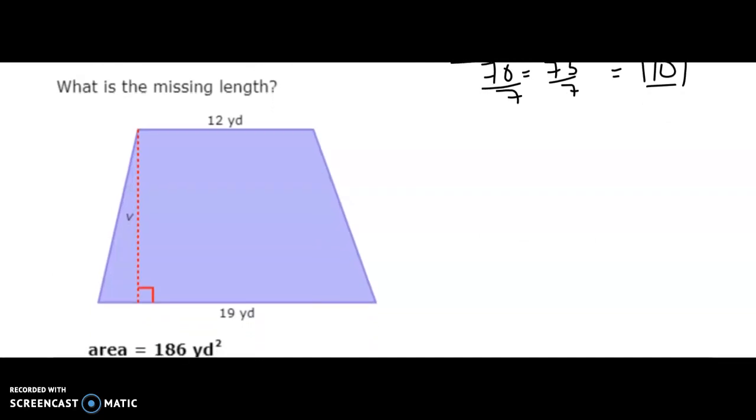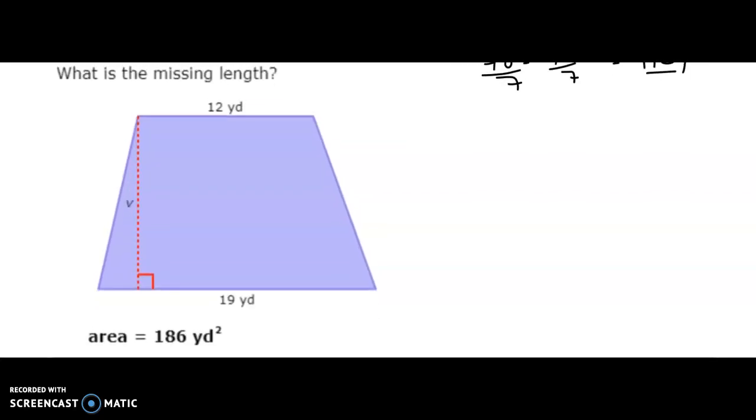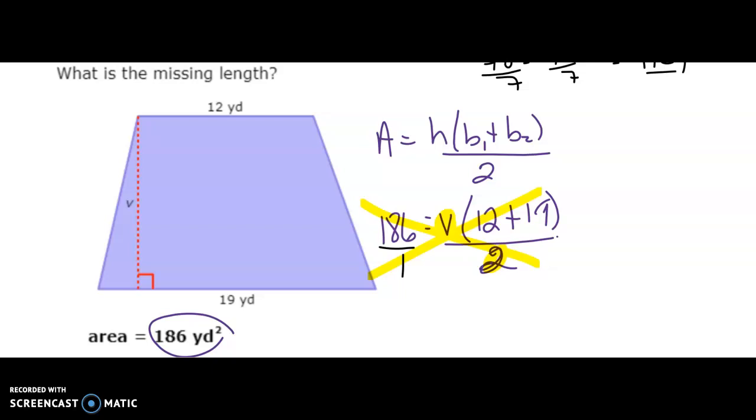Okay, they give us a picture and we're missing the height this time. So area equals height times B1 plus B2 all over 2. The area is 186. I know I don't know the height, but the two bases are 12 and 19, and we're going to divide by 2. So in this case, I can't reduce the V and the 2 because I don't know what V is. So that's why I went ahead and cross-multiplied earlier to show you that you can do that.